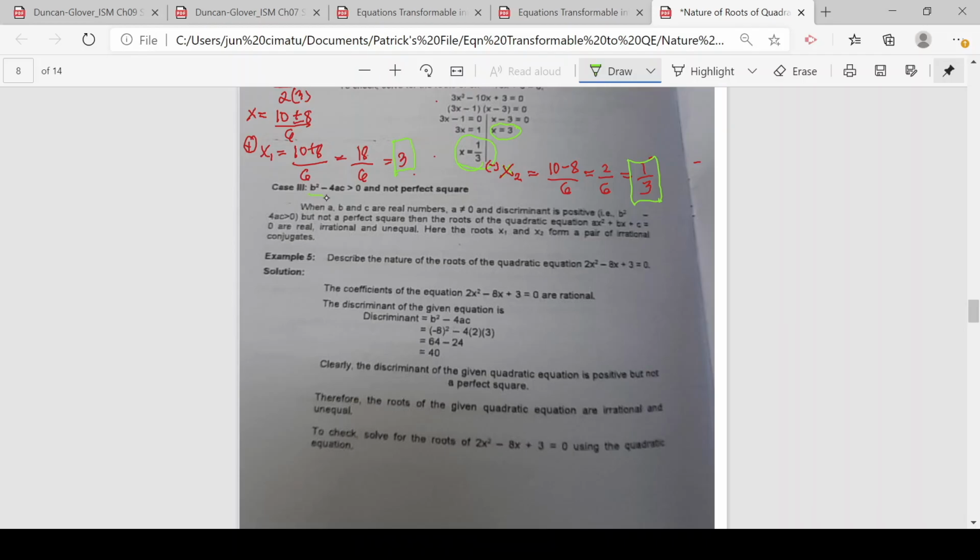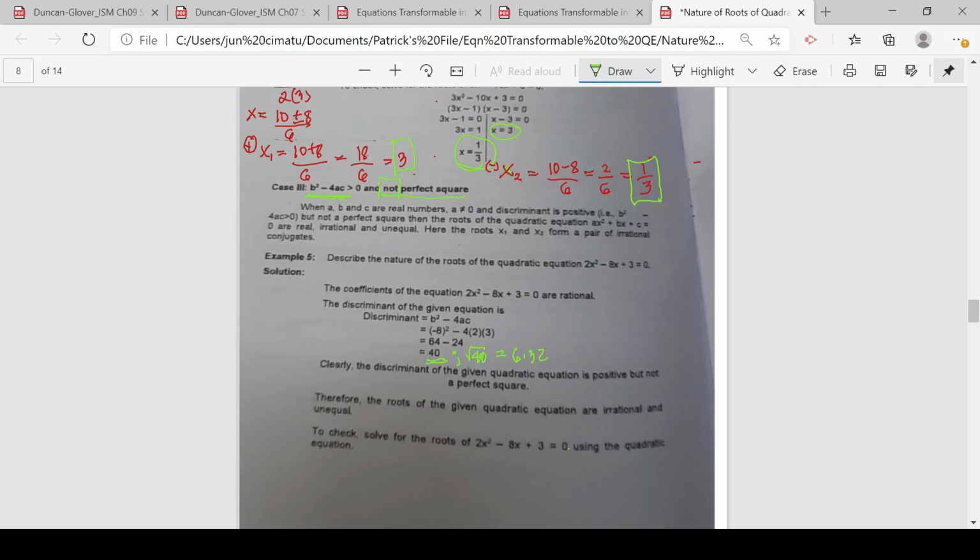Sagot. Ito, b square minus 4ac greater than 0, not a perfect square. So, nakalagay dito, not a perfect square. So, ano ibig sabihin? Yung discriminant mo, kinalculate mo, square root mo yung 40. Ang square root ng 40 hindi perfect. So ito ay 6.32.